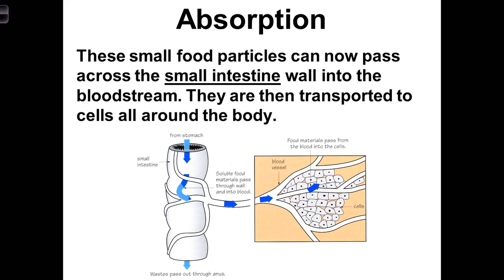So why do we break them down? Well, again, they need to be small enough that they can be absorbed into the blood. So that's what actually happens in the small intestine. Now at the very start of the small intestine, the duodenum, there was still some digestion going on, but after that it's all about absorption.